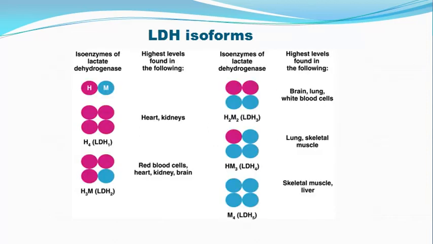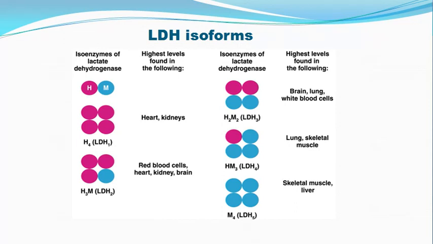Now these are the LDH isoforms. Here the pink color indicates the heart subunit, and the blue or sky blue color indicates the muscle subunit. Among the isoenzymes of lactate dehydrogenase, first we discuss LDH1. It bears 4 subunits, and all the subunits are heart subunits. We write it as H4, and it is found mainly in heart and kidneys.